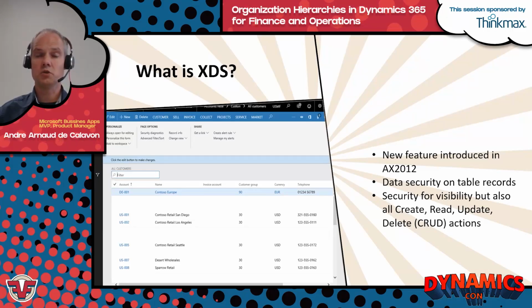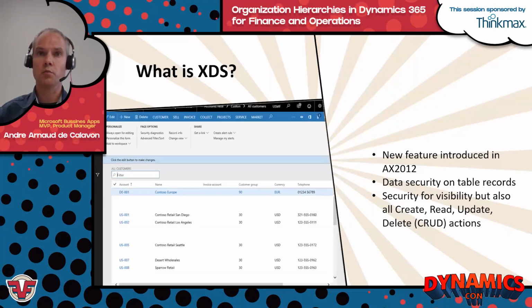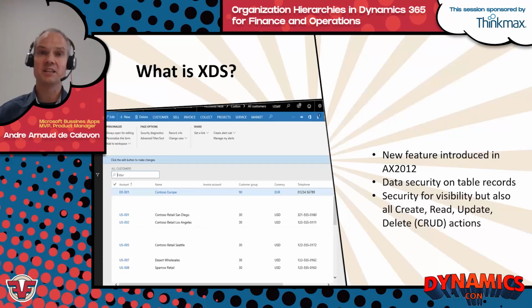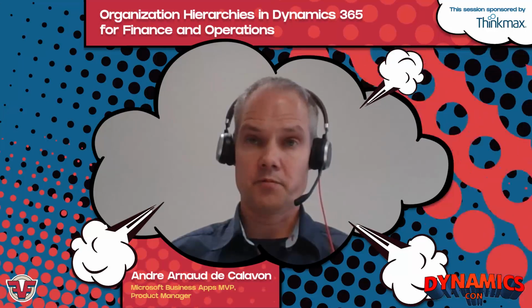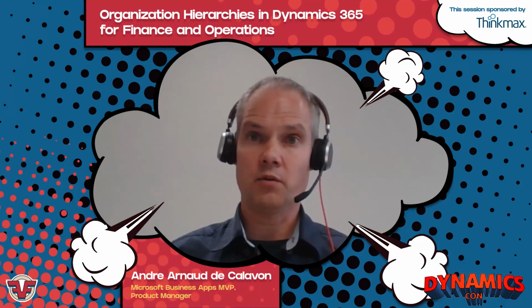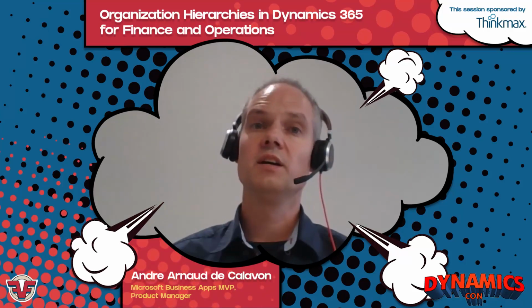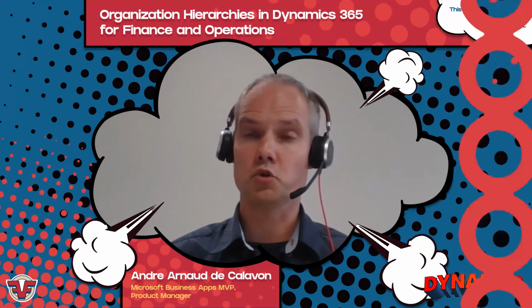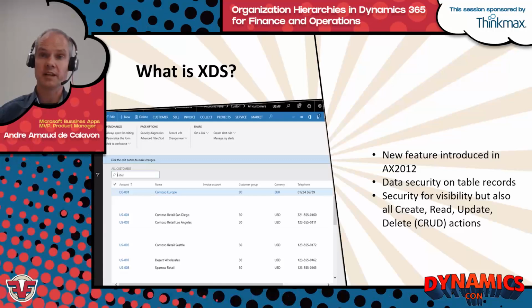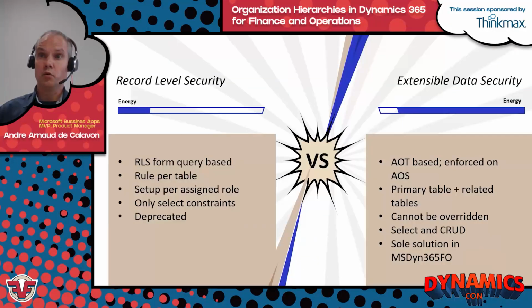Not only do you set up the security for one table, but you can also define multiple related constrained tables. So if a certain person is not able to see certain customers, like in the example on the left, where we can only see the customers for customer groups 30 and 90, then it can also be inherited by, for example, sales orders or projects or any other related table in the system. In AX 2012 and before, we also had record level security. A quick comparison between those two.